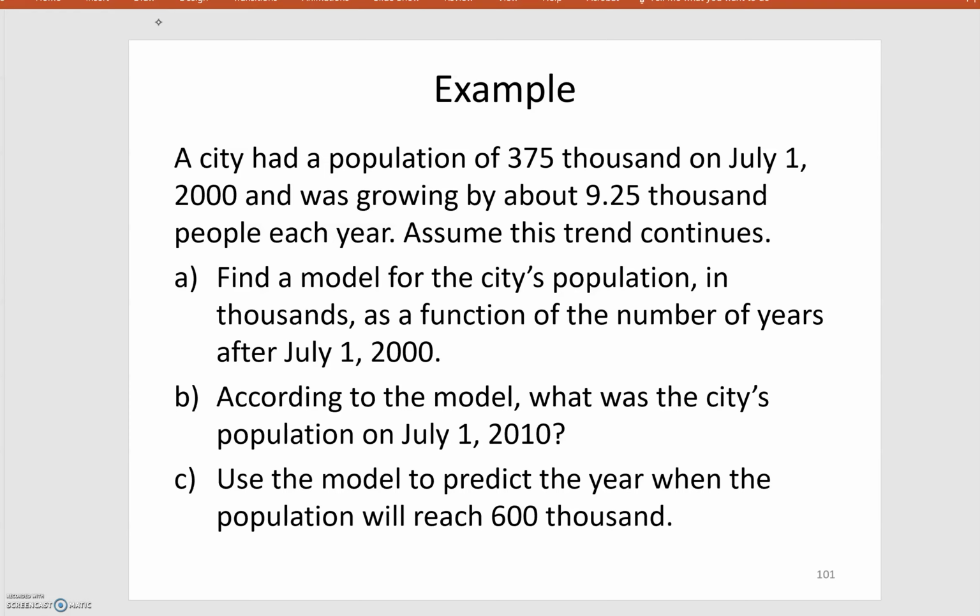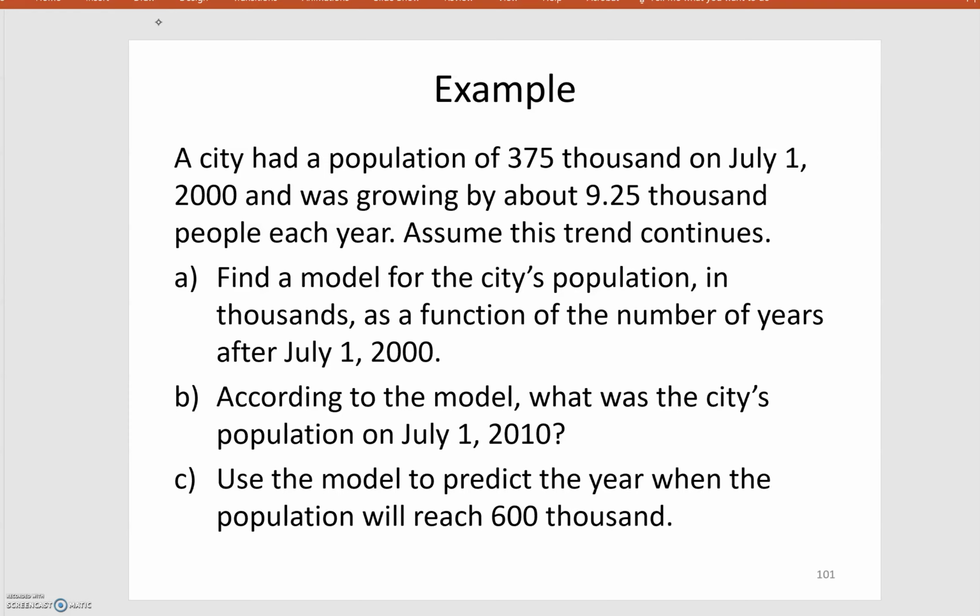It's another population model. We are told that we have a population of 375,000 on July 1st, 2000, and it is growing by 9.25 thousand people per year. So assume this trend continues. Question A, find a model for the city's population in thousands as a function of the number of years after July 1st, 2000. So this is a new question because in this one we are not given the model. We actually have to develop the model, which is a little bit more realistic.